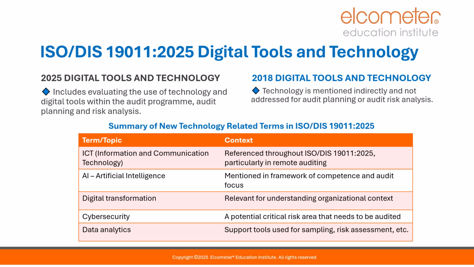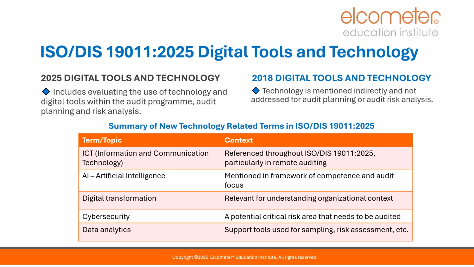Artificial Intelligence and Machine Learning. The 2025 version makes contextual references to the audit of systems utilizing AI and machine learning, especially in risk-based thinking and evaluating non-traditional autonomous decision-making systems. The suggestion is that auditors are encouraged to understand how AI systems affect process control, compliance to any statutory regulatory requirements, and risk.